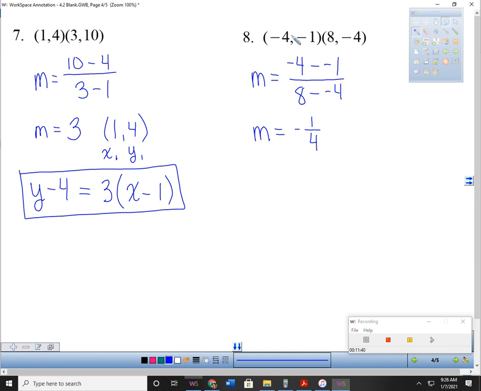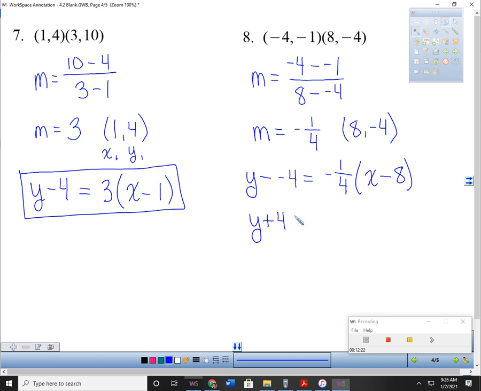And then I'm going to use one of these points. Which one do you guys want to use, first or second? Second. I like it. Does it matter? No, but I only have one negative in this one, right? So I've got y minus, and then I plug in my y value here, negative 4, equals the slope times x minus the x value. And then you're going to make sure that you simplify this double negative. So I've got y plus 4 is equal to negative 1/4 times x minus 8.